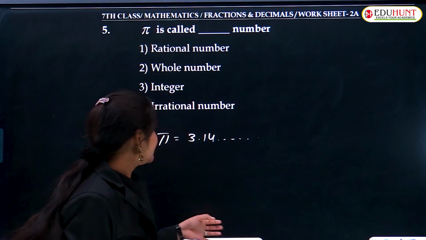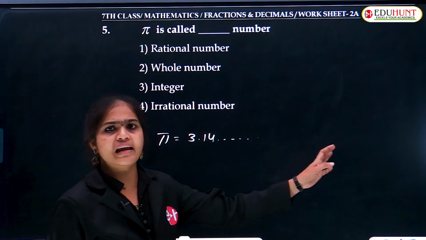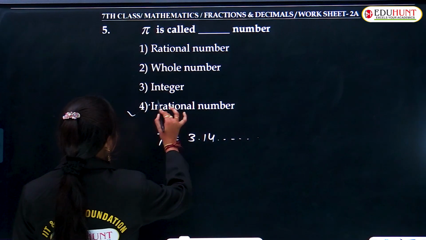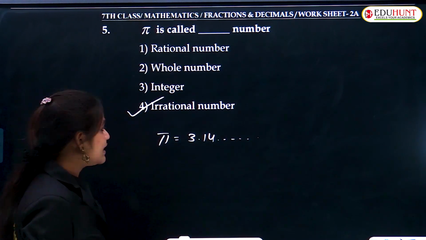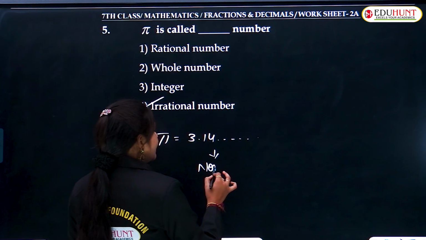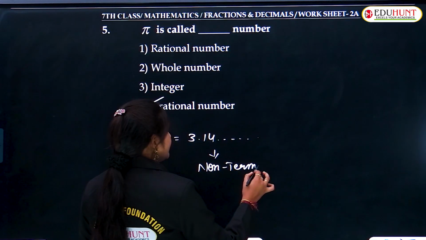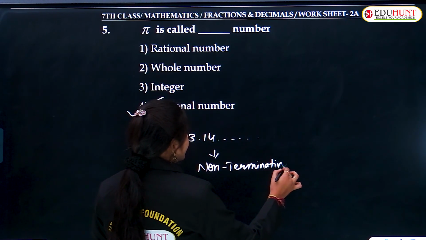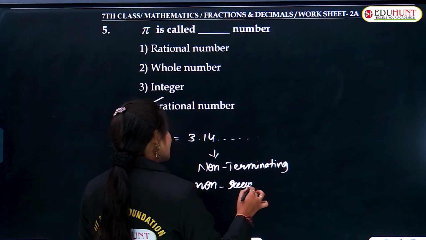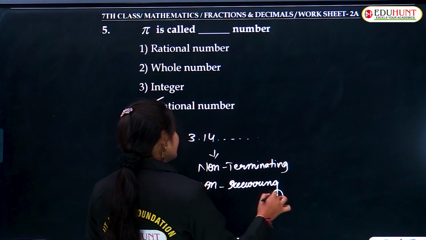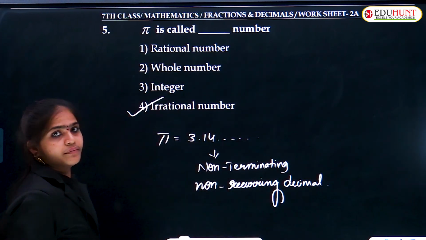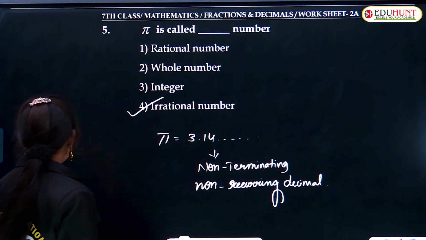That's why as per that, here 3.147 and so on is the number we will get. So we will consider that pi is an irrational number. Why? Because 3.14 and so on is a non-terminating, non-recurring decimal. Non-terminating, non-recurring decimals are known as irrational numbers.